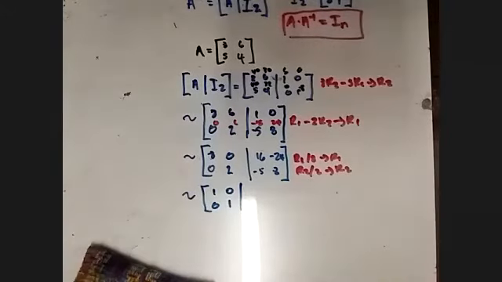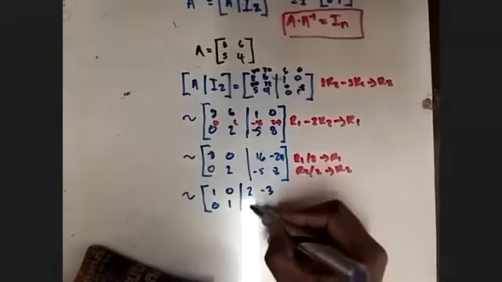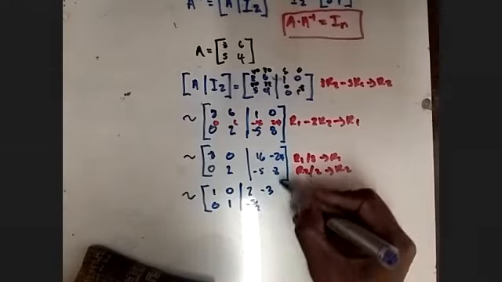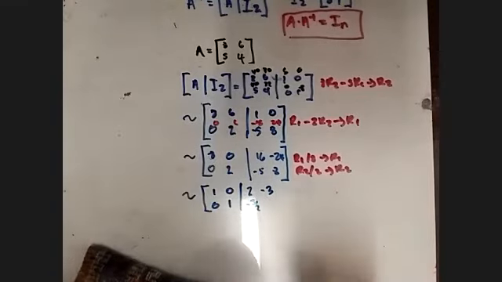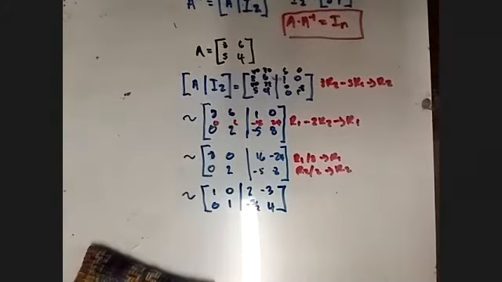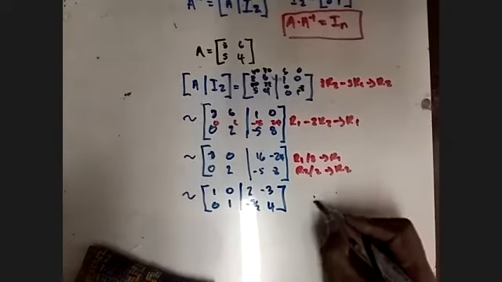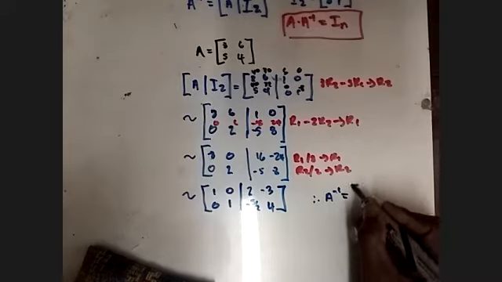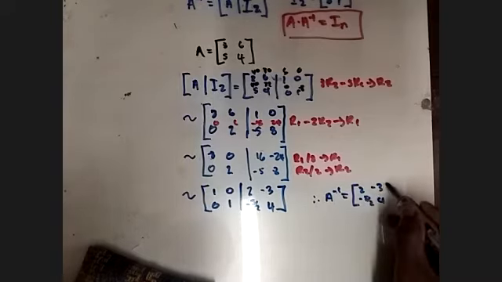So what is 16 divided by 8? I think it's 2. And then 24 divided by 8, I think it's negative 3. Then you're going to have negative 5 over 2. And then 8 divided by 2, I think it's 4. And this becomes our solution. So, therefore, our A inverse is given by 2, negative 3, negative 5 over 2, and 4.